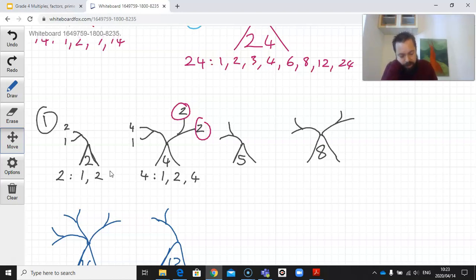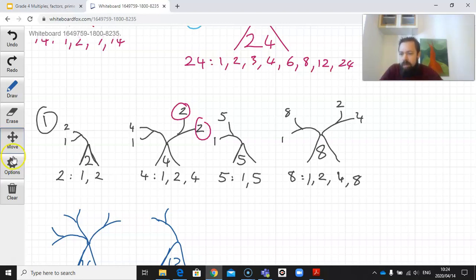The next one, 1 fits into it, 1 times 5. 2 doesn't, 3 doesn't, 4 doesn't, so it's just 1 and 5. So 5 has the factors 1 and 5. Those are the numbers that fit into it exactly. 1 times itself. What else goes into 8? 2 times 4. 3 doesn't, 4 does, but we've already got it. And that's it. So the factors of 8 are 1, 2, 4 and 8.